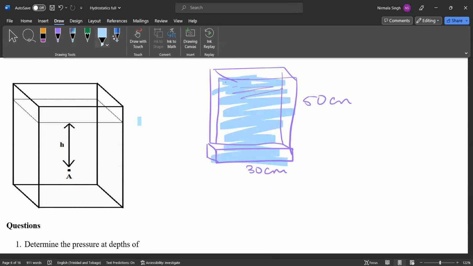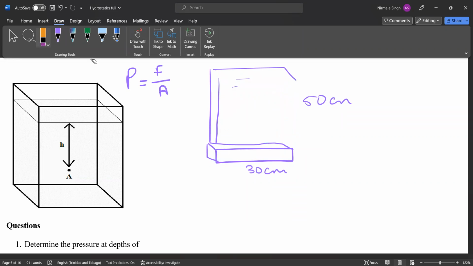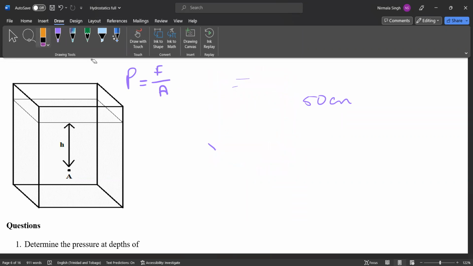Why? Because water has a weight. And we are able to determine the weight of the water by the amount of water that there is. So the more water we have, the greater the weight. And obviously, if the weight is greater, the pressure is going to be greater. Remember, pressure is equal to force over area. So using that little bit of knowledge, let's think about this.